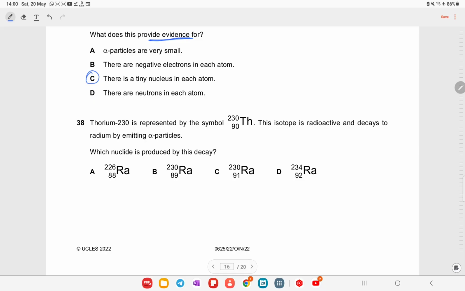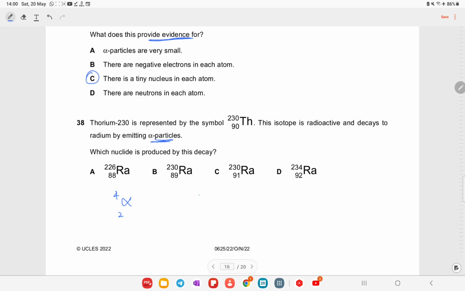A radioactive element 230 is represented by this symbol. This isotope is radioactive and decays to radium by emitting alpha particles. So what we are emitting is alpha particles, and we know the alpha particle is going to be 4 and 2. Okay, so which nuclide is produced by this decay?